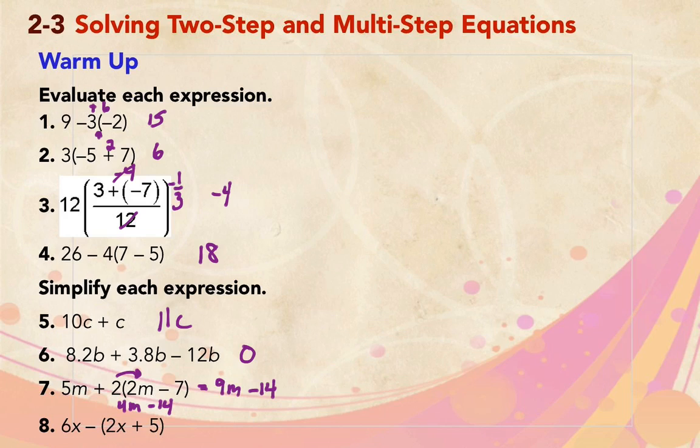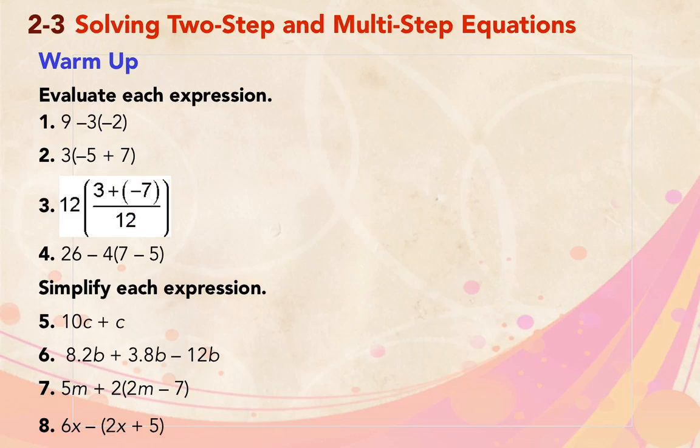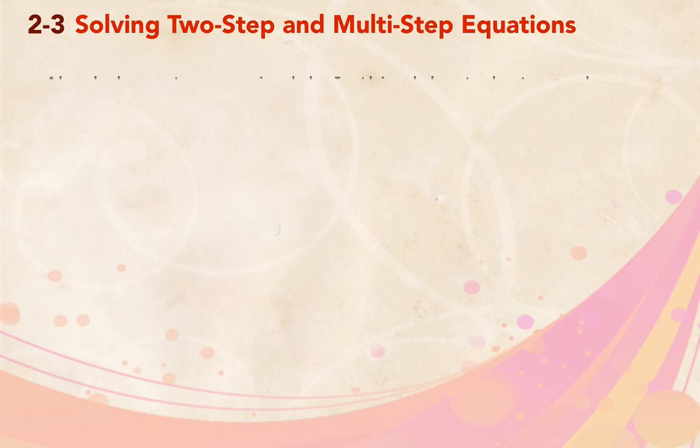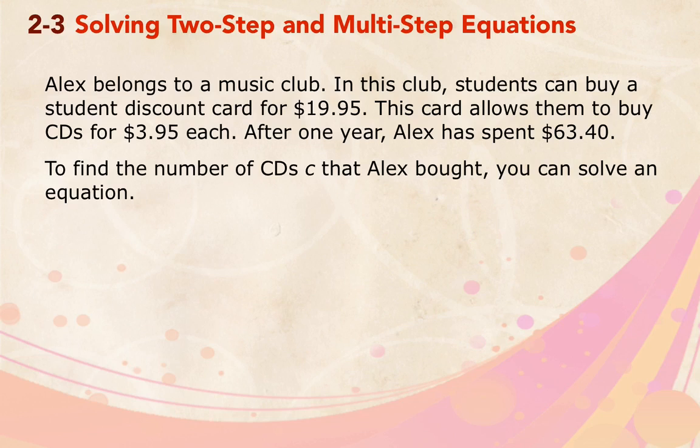And for number 8, you want to make sure, this is like the number 1 mistake of all Algebra 1 students. Negative here, you have to distribute the negative. Negative 2x minus 5, so 6x minus 2x is 4x. And then that minus 5 is going to tag along. Okay, so let's go to the, here we go.